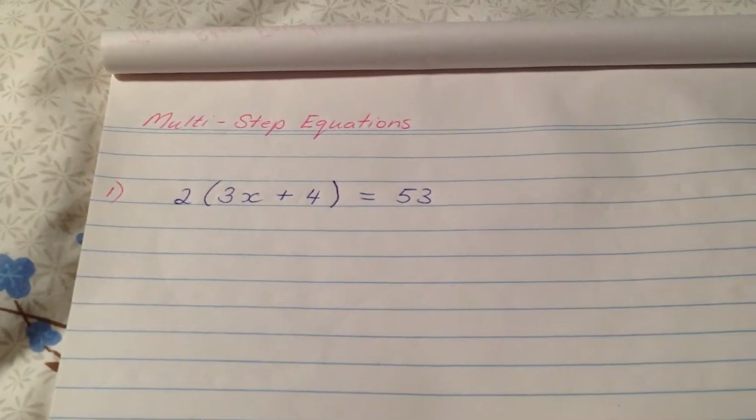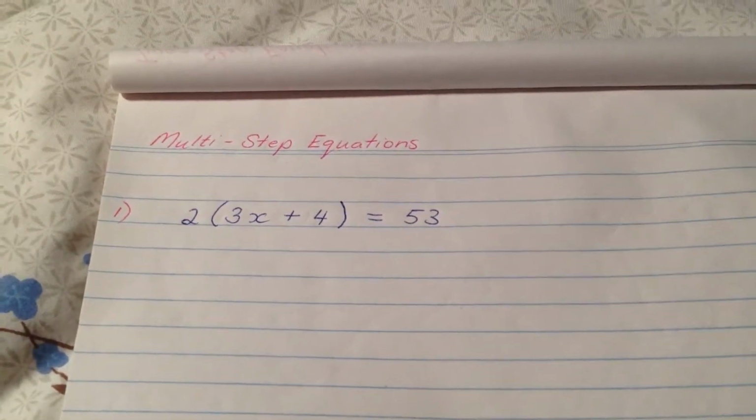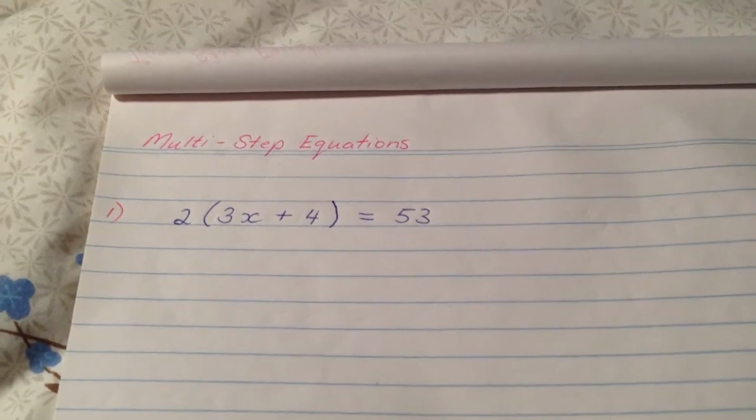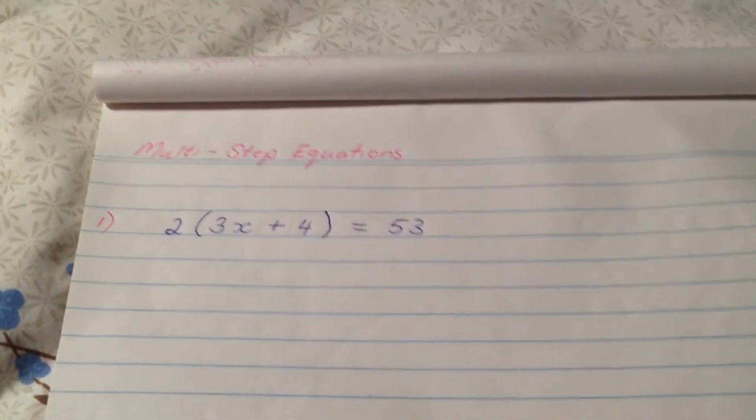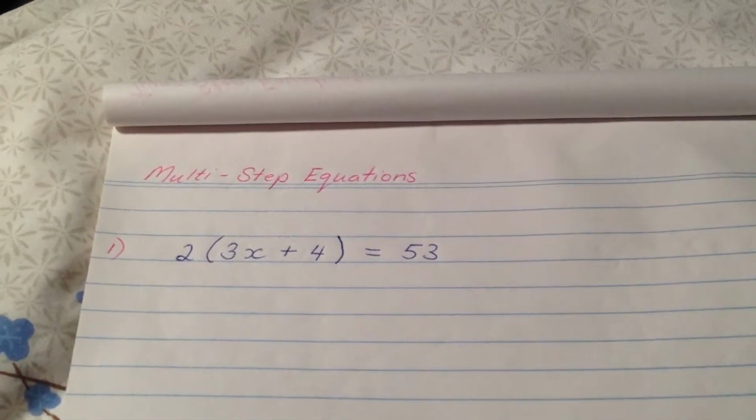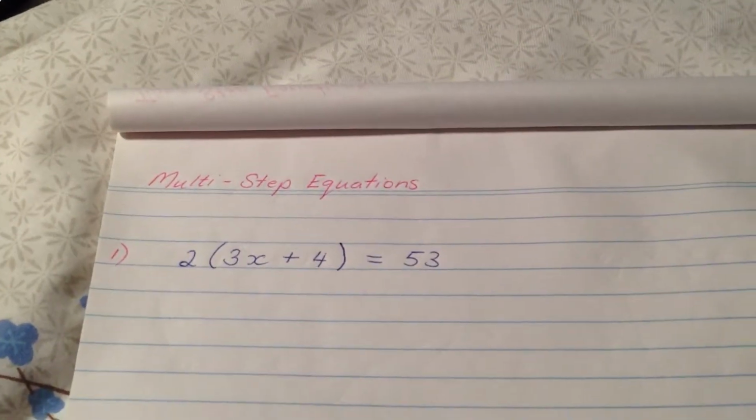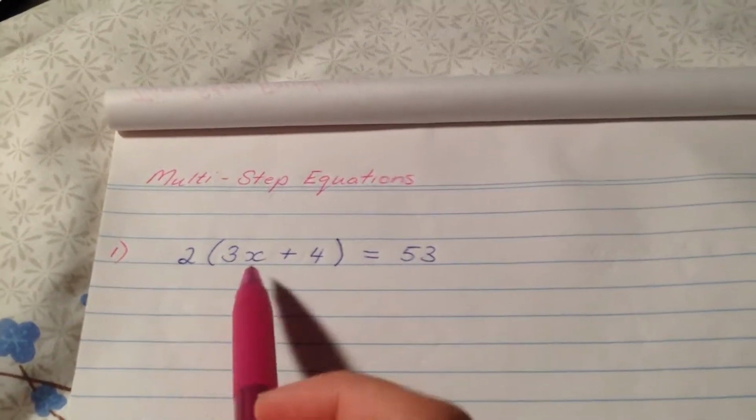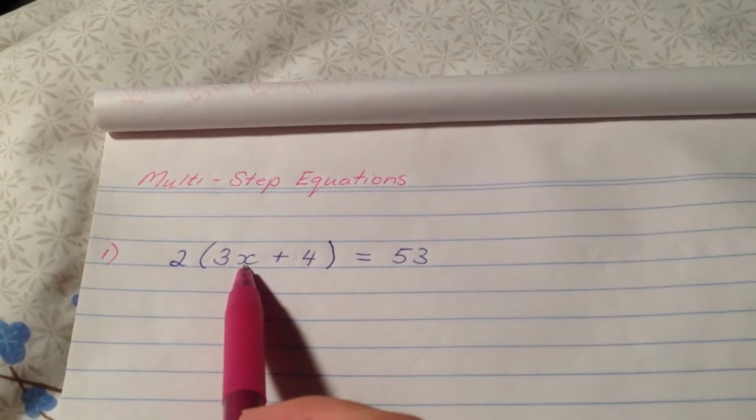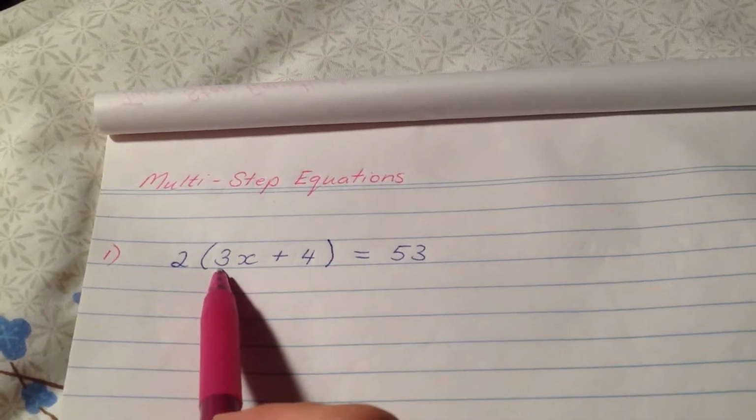So here we are, we're going to look at our first multi-step equation. Basically, it just means that there's more than two steps. There might be 3, 4, who knows. So first of all, one good way to start is to look at what's happening to the x. The first thing that's happening to the x is it's being multiplied by 3.